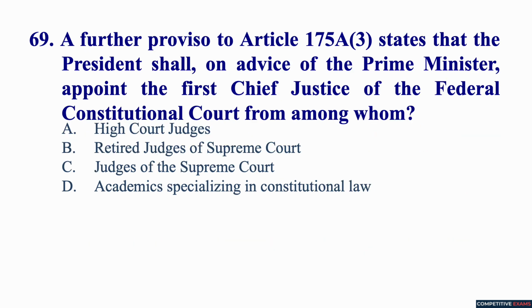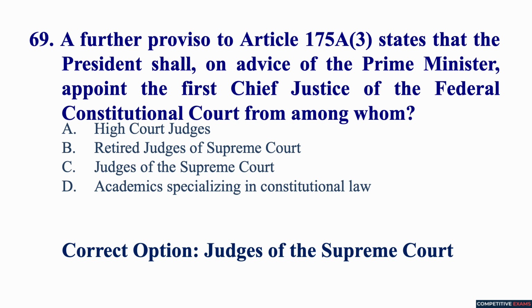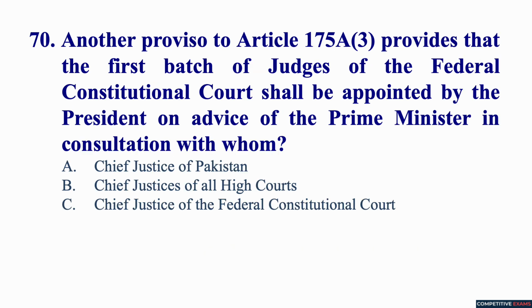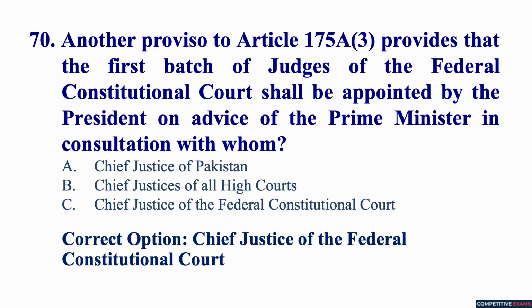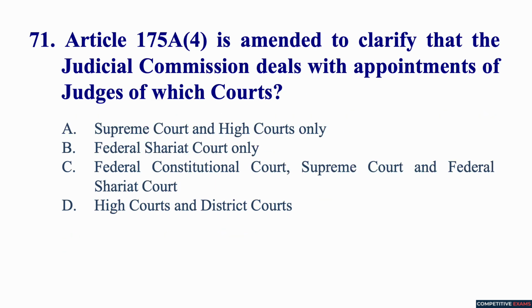A further proviso to Article 175A3 states that the President shall, on advice of the Prime Minister, appoint the first Chief Justice of the Federal Constitutional Court from among whom? Judges of the Supreme Court. Another proviso to Article 175A3 provides that the first batch of judges of the Federal Constitutional Court shall be appointed by the President on advice of Prime Minister in consultation with whom? Chief Justice of the Federal Constitutional Court.